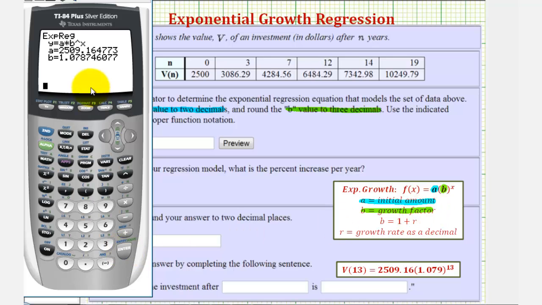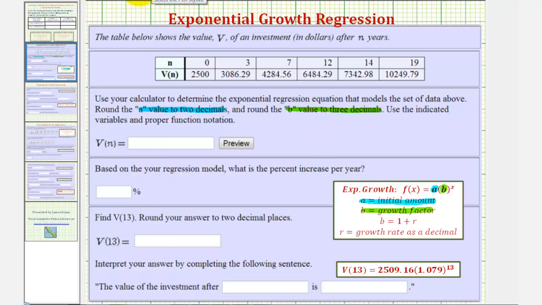To 2 decimal places, A would be 2509.16. To 3 decimal places, B would be 1.079. So the exponential regression model is 2509.16 times 1.079 raised to the power of n. We do have to use the variable n here because v is a function of n.